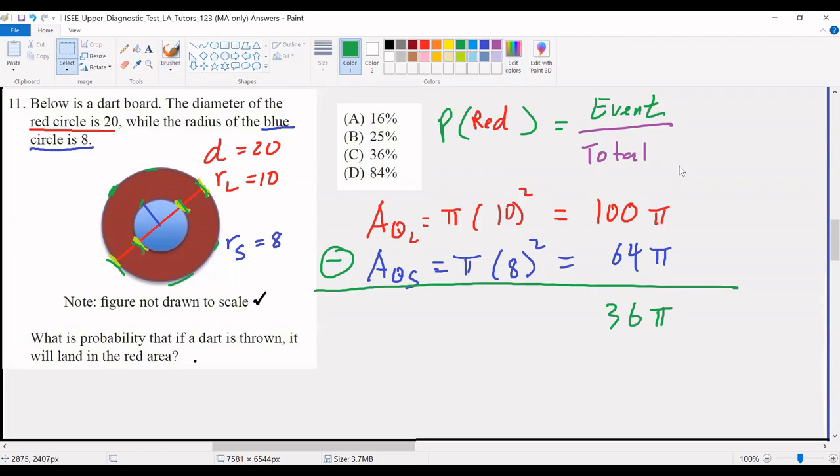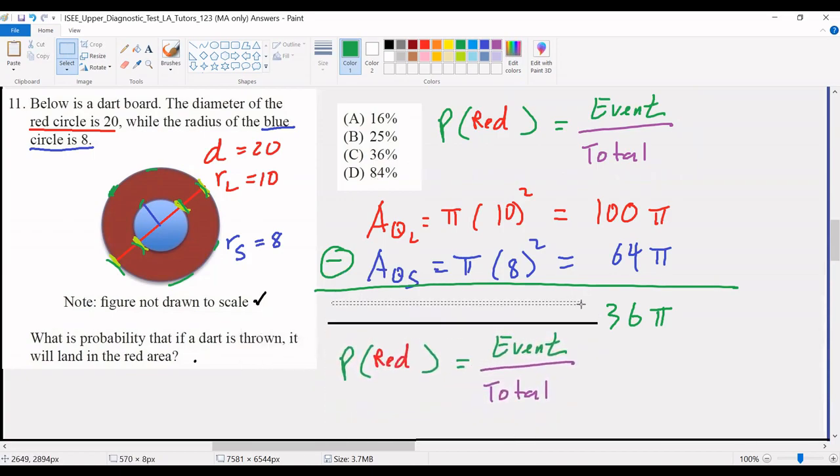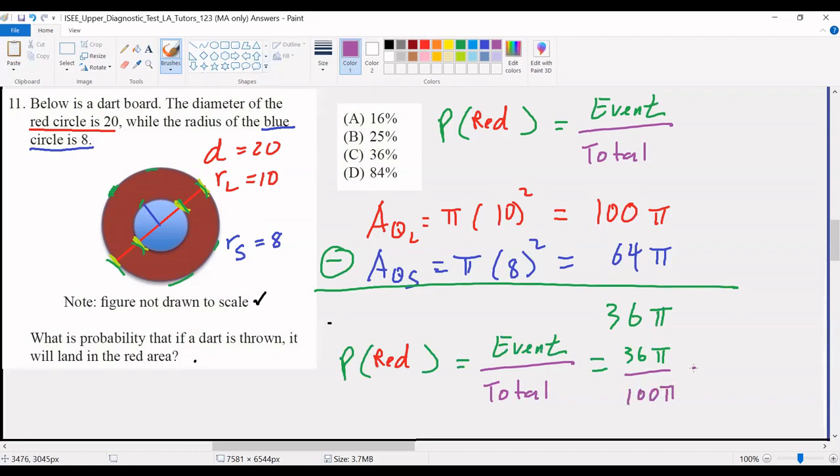So our probability for the event is going to be, let's copy our setup here, 36 pi over our total. And we already found our total. Our total is going to be 100 pi. And this simplifies. The pi's cancel out, so we just have 36 over 100.